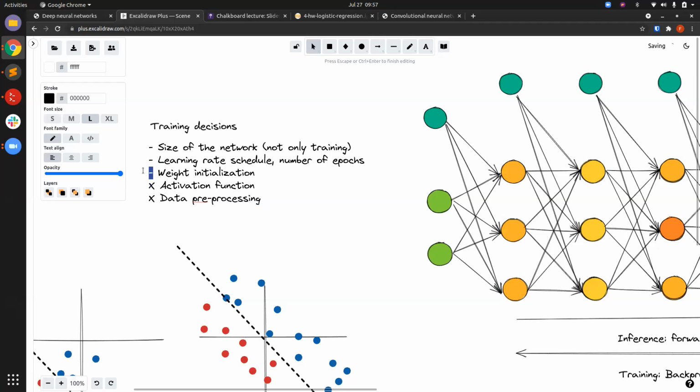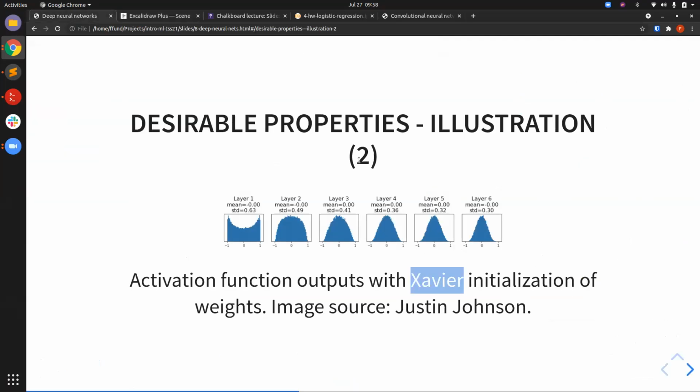Okay. So training decisions. We've covered data preprocessing to make the loss surface more friendly. We've talked about activation functions that avoid vanishing gradient, exploding gradient, and other problems. We talked about weight initialization, so setting a good starting point so that your activations all start with some nice variance. Now, what about the learning rate schedule?